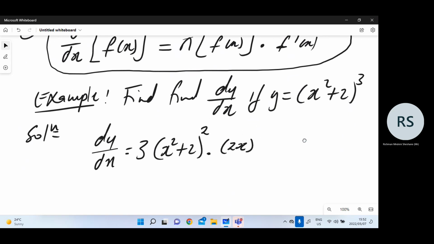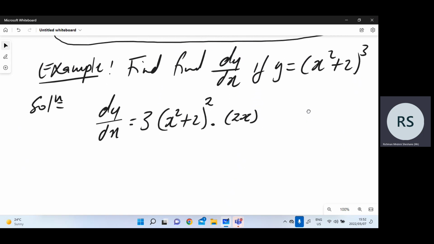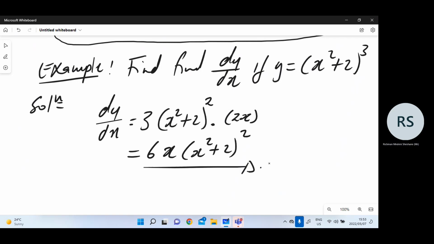It's simple. You don't have to multiply the brackets out first, and this formula just takes you straight to the answer, and then you can just write the final answer simplified. 2 times 3 is 6, and then we have x times x squared plus 2 to the power of 2. All right, this is the answer. You can pause this if you want to take a moment, but I will continue with the rest of the examples.